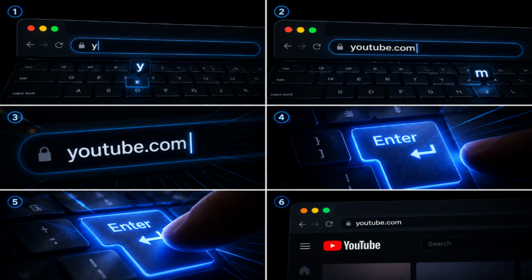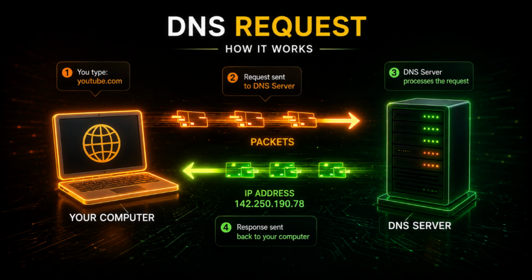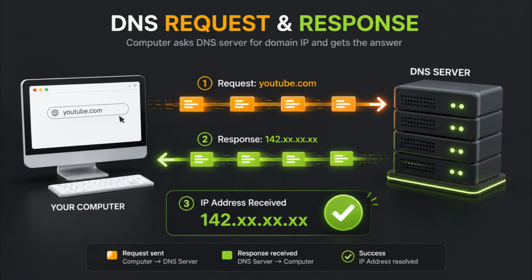Now let's see what actually happens behind the scenes. Imagine you type youtube.com into your browser and press enter. First, your computer asks a DNS server, what is the IP address of youtube.com? The DNS server finds the correct IP address and sends it back to your computer.